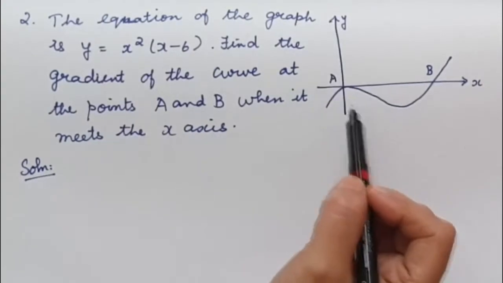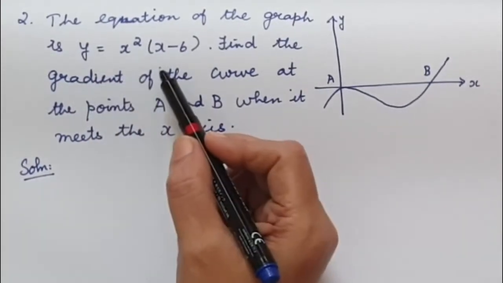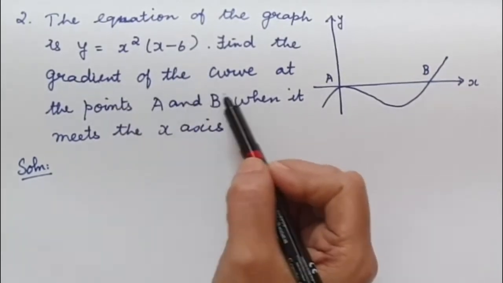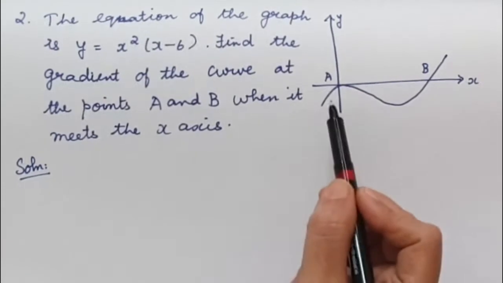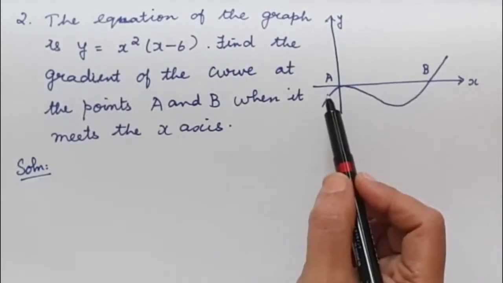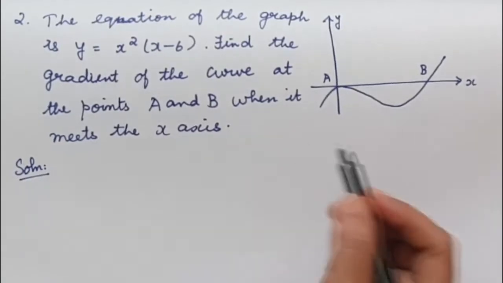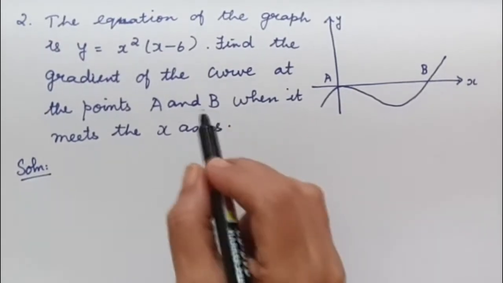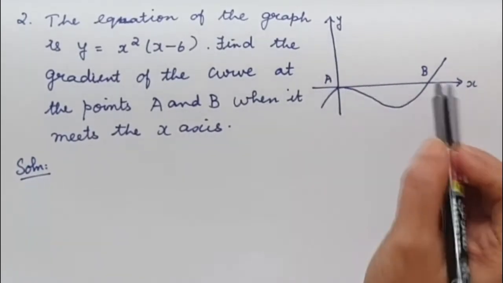The second question, the graph is given. The equation of the graph is y equal to x squared into (x minus 6). Find the gradient of the curve at the points A and B when it meets the x-axis. When the graph is meeting the x-axis, you need to find the gradient at the points A and B. So now in order to find the gradient, we need to find dy by dx. Before that, we need to find the x-coordinates of A and B.